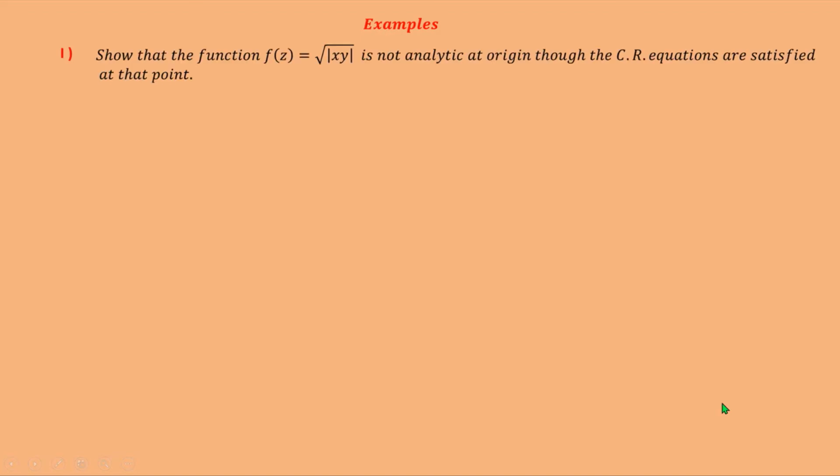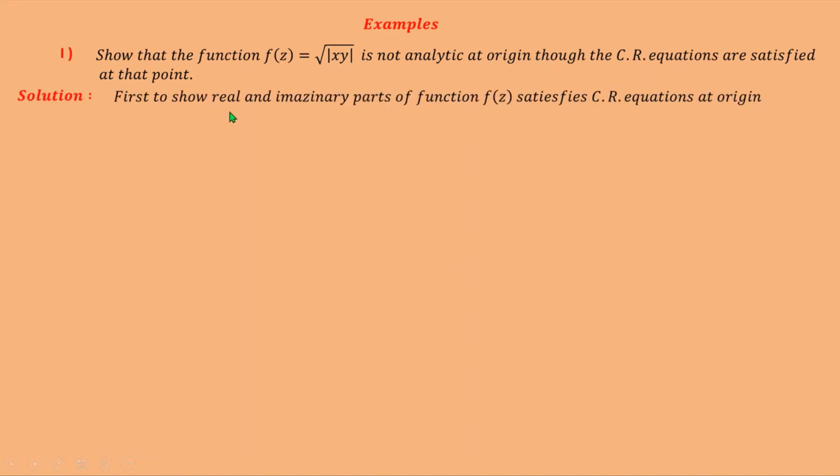Show that the function f(z) = √|xy| is not analytic at the origin, though the CR equations are satisfied at that point. Solution. First, to show the real and imaginary parts of the function f(z) satisfy the CR equations at the origin. As f(z) = √|xy|, you can write this as √|xy| + i·0. Say this is u(x,y) and 0 as v(x,y).